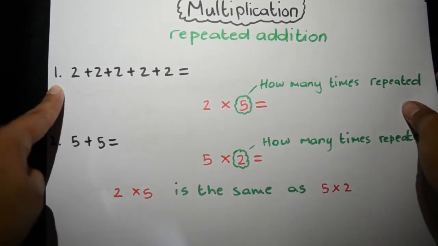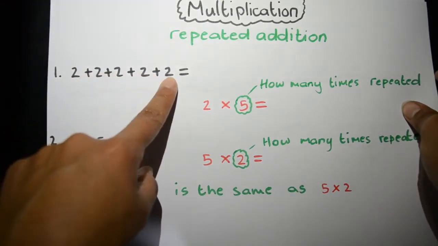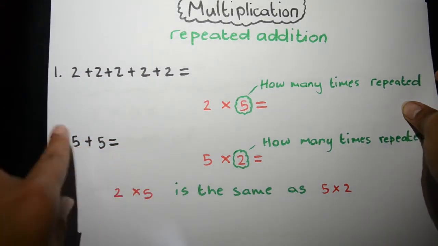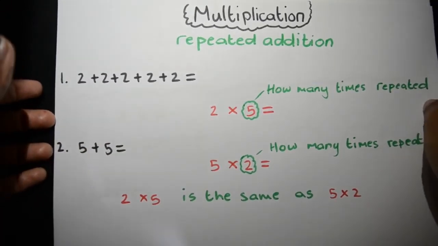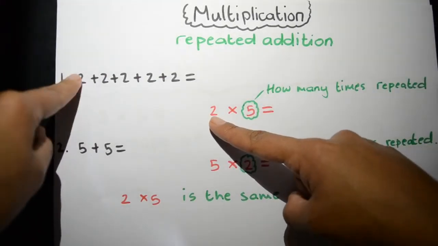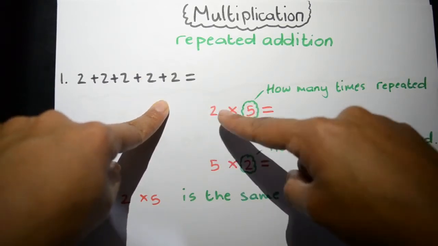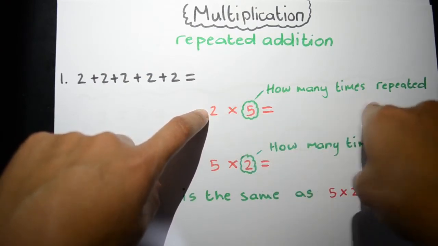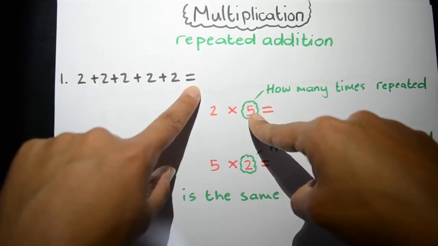So over here I have 2 plus 2 plus 2 plus 2 plus 2. There's 5 2's in there, right? And over here I have 5 plus 5. So there's 2 5's in here. Okay? So when you are doing multiplication, guys, this sum here will become 2 times 5, right? So I'm saying that we're counting in 2's, and the 5, how many times is it repeated? The 2 is repeated 5 times. So there I wrote it.